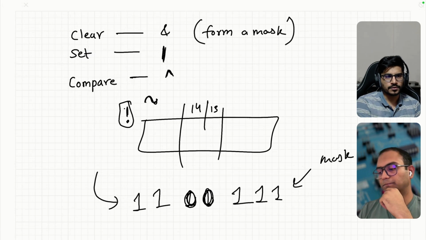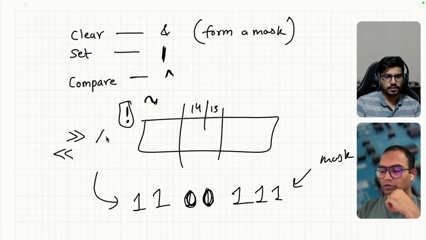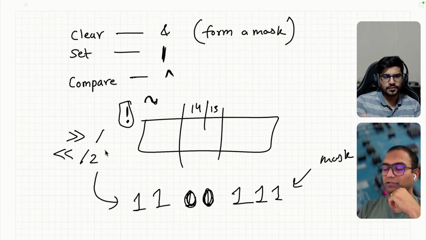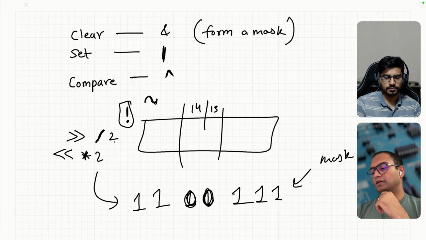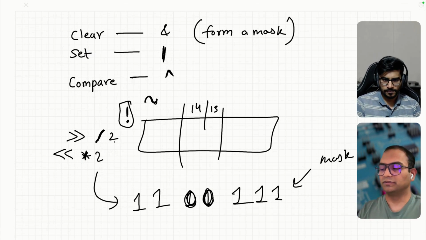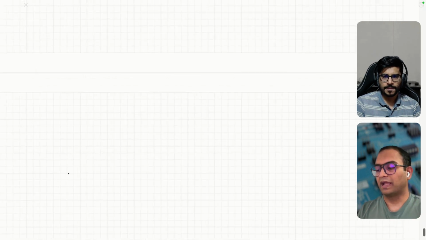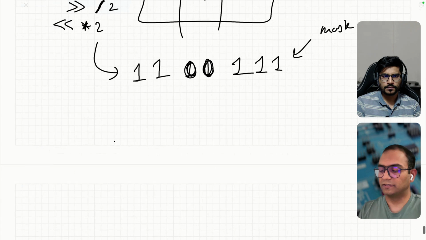Then you have left shift and right shift operators. Left shift multiplies by 2, right shift divides by 2. Perfect. So I think at a high level we gave an overview of what all bit operations people are to be aware of, and do check the links to the resources.